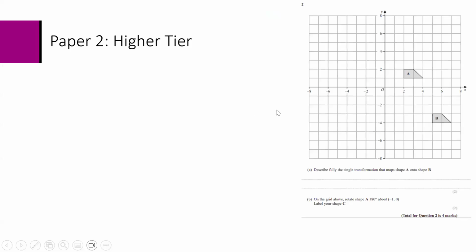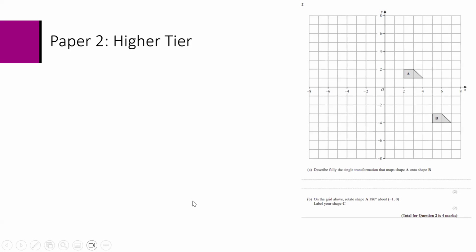Back onto shape and space again. I'm just going to check my timing, and we're doing okay for time. So this is a question on describe fully the transformation that maps A onto B. On the grid, rotate the shape 180 degrees about -1, 0. So we're not using the origin here.